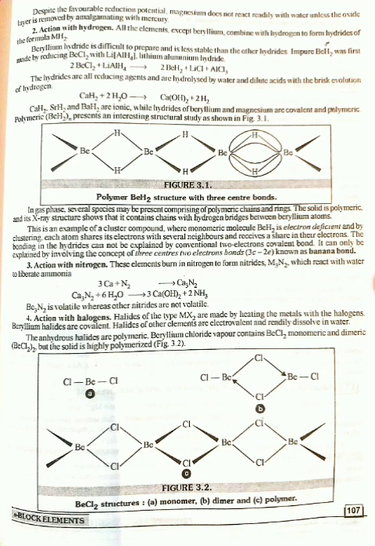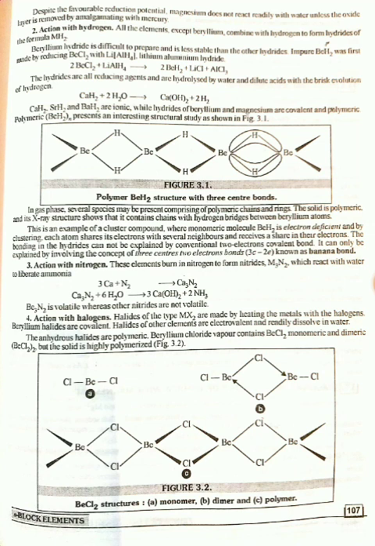Second, action with hydrogen. All the elements except beryllium combine with hydrogen to form hydrides of the formula MH2. Beryllium hydride is difficult to prepare and is less stable than the other hydrides. Impure BeH2 was first made by reducing beryllium chloride with LiAlH4, that is lithium aluminium hydride. The hydrides are all reducing agents and are hydrolyzed by water and dilute acids with the brisk evolution of hydrogen.